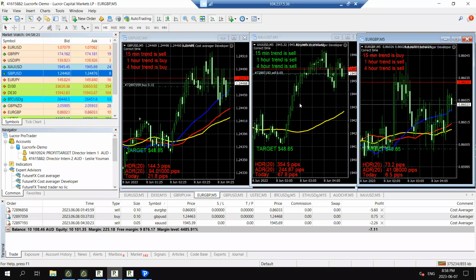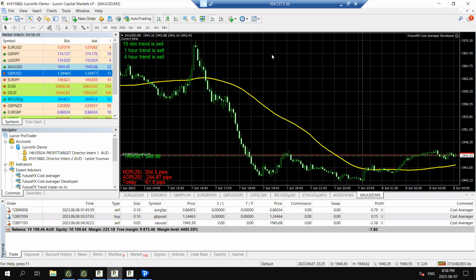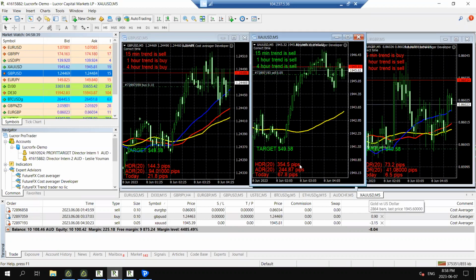So that's all the actual displays on the chart once you have the software attached. It's like any other software, you have the software name and the smiley face there. Now, what do I use the average daily ranges for?